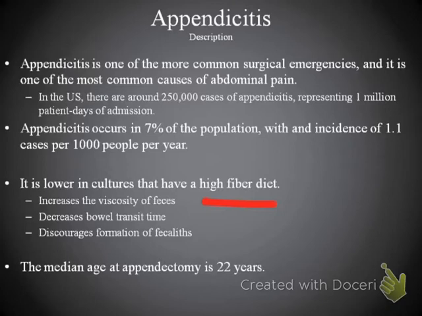The median age at appendectomy is around 22 years old. That's not to say that if you have passed 22 years old that you don't have to worry about it, because appendicitis can occur in almost any age of people. However, we do see that it starts flaring up usually around 22 years of age, but that is in no way inclusive. But the interesting thing here is that there is only 250,000 cases a year of appendicitis.